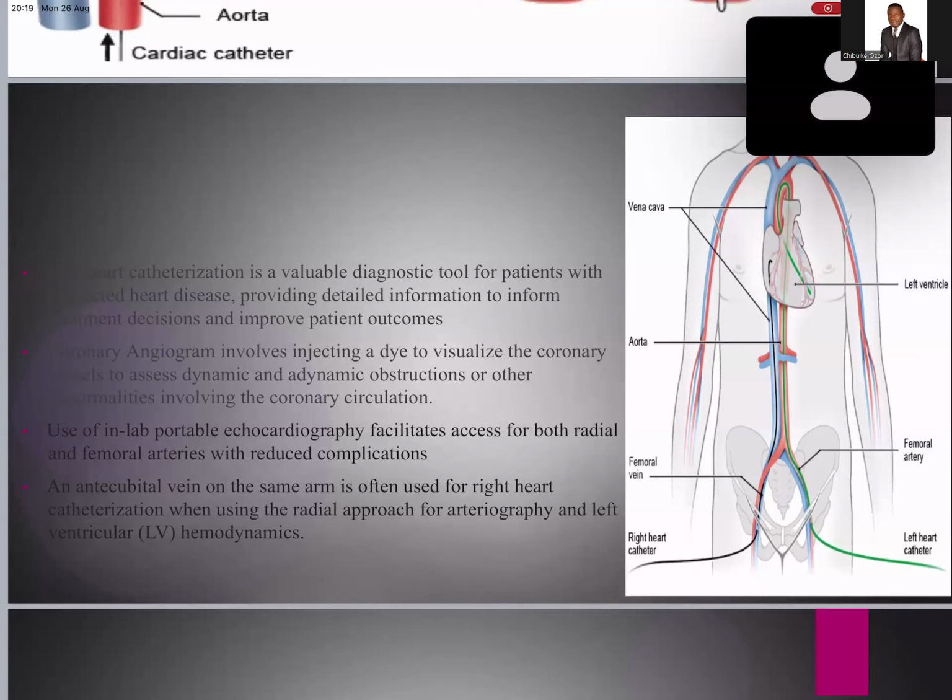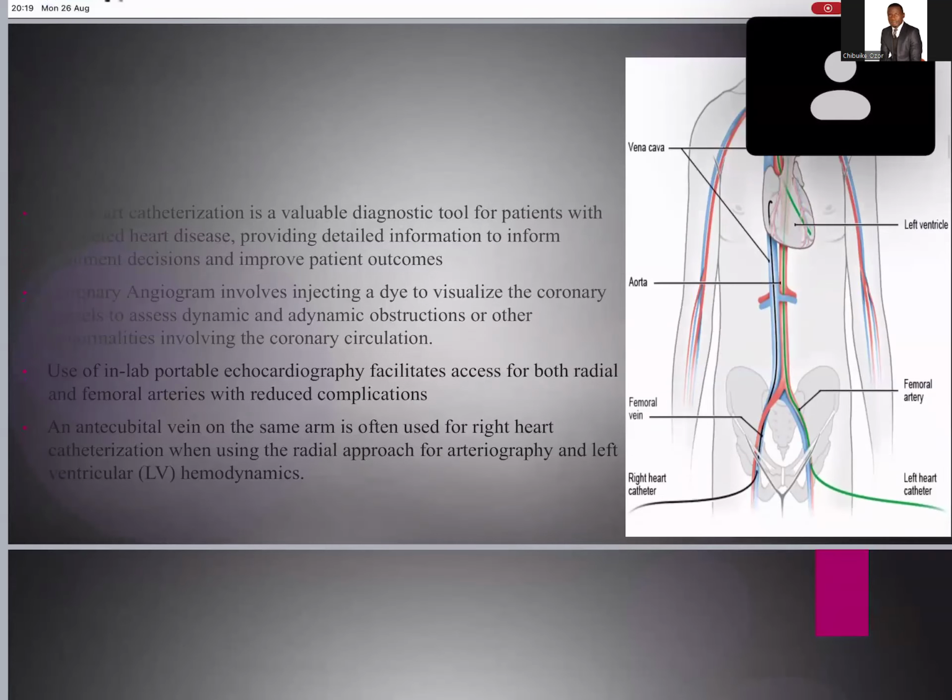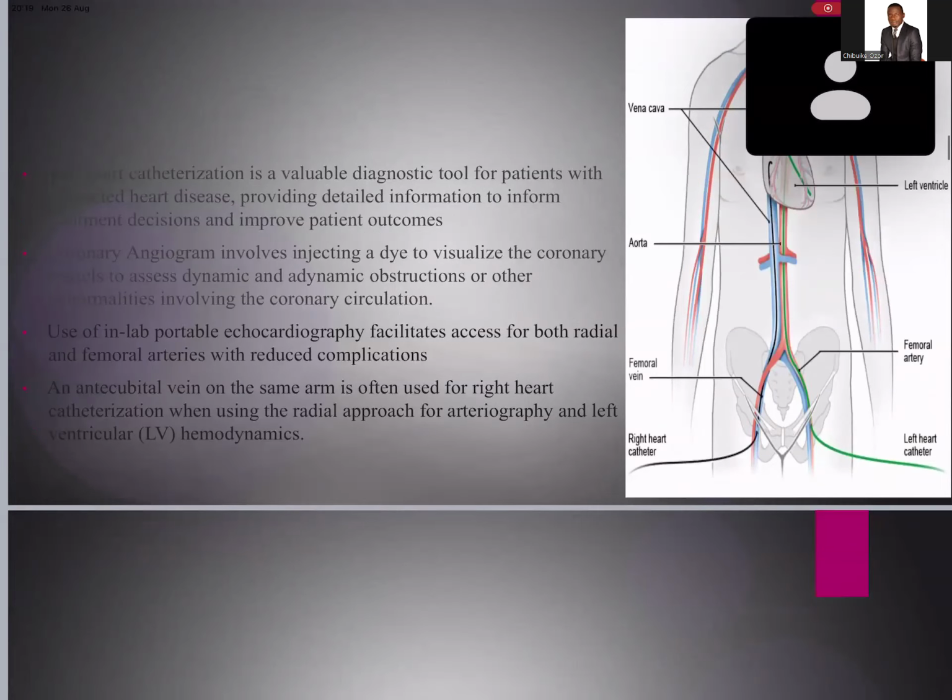So I've said that we can do that without any coronary angiograph. However, the coronary angiograph involves injecting a dye to visualize the coronary vessels to assess both dynamic and adynamic obstructions, such as coronary artery vasospasms or other abnormalities involving the coronary circulation. And use of in-lab portable echocardiographic facilities facilitates access for both radial and femoral arteries with reduced complications. And in most cases, an antecubital vein on the same arm is often used, especially for right heart catheterization, when using the radial approach for arteriography and left ventricular hemodynamics as well.